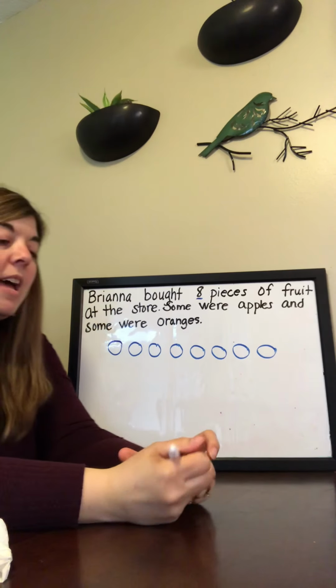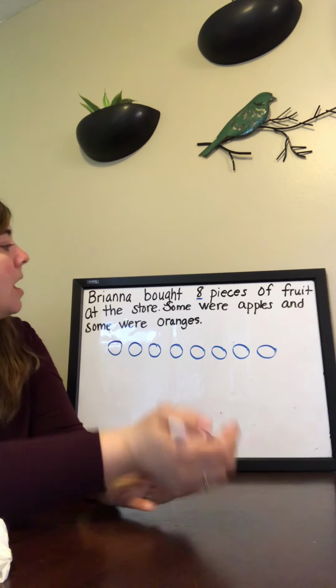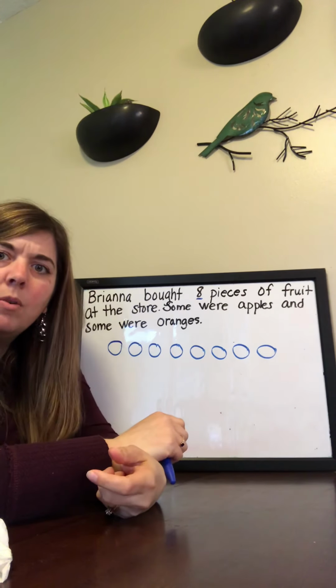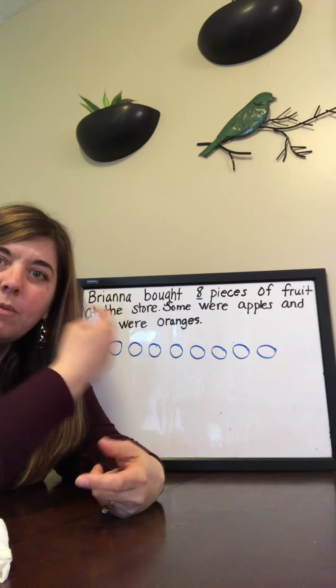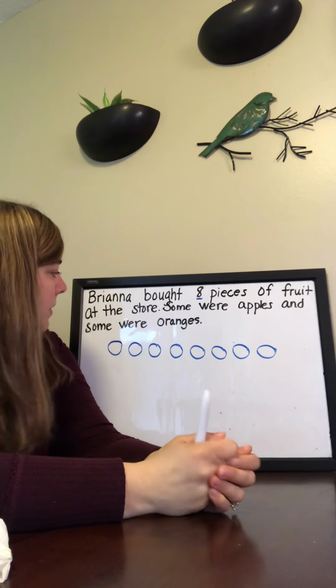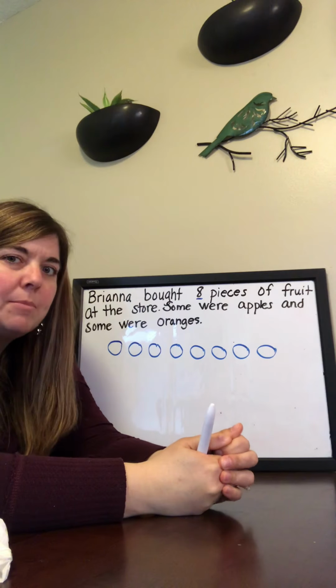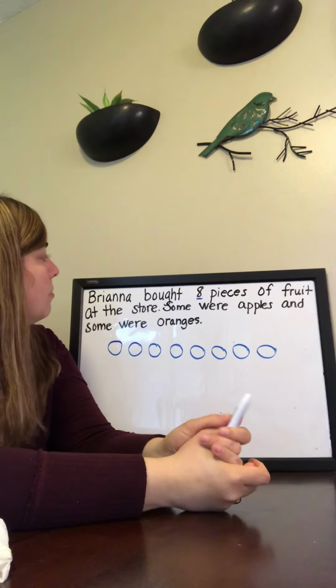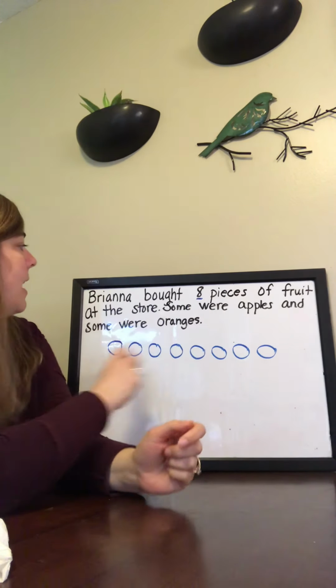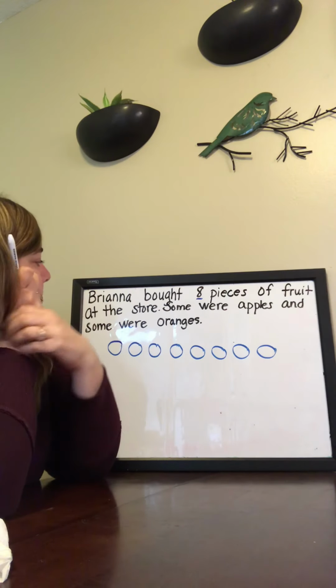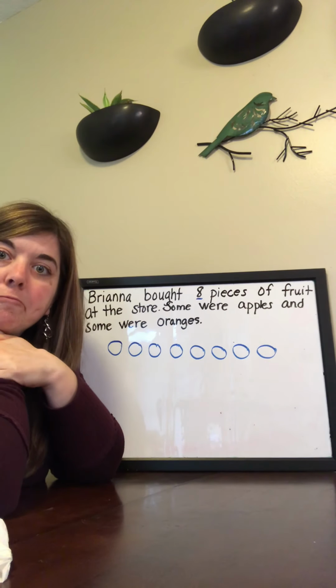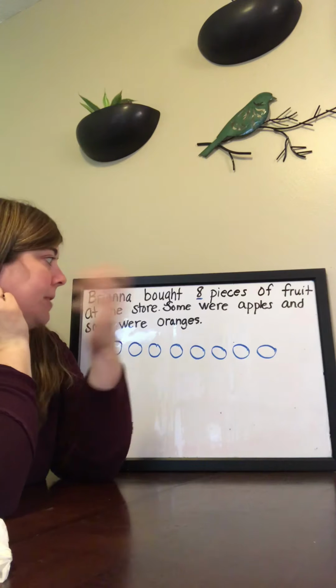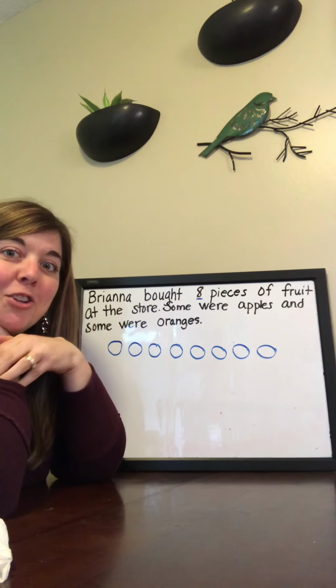Okay, so now you should have 8 pieces of fruit, and they all look the same right now, but I want you to think about what was different about those pieces of fruit. I'm going to read it one more time. Brianna bought 8 pieces of fruit at the store. Some were apples and some were oranges. Well, I know that some of these need to look like apples and some need to look like oranges.